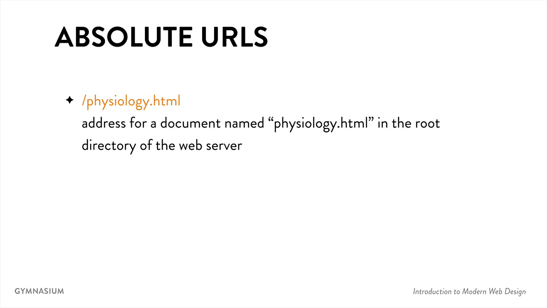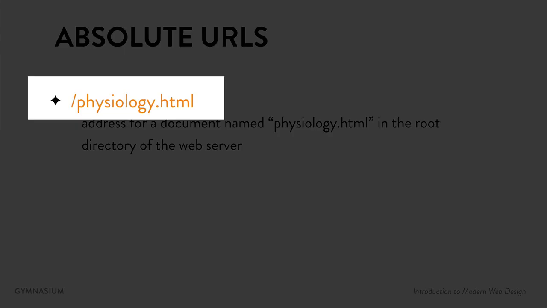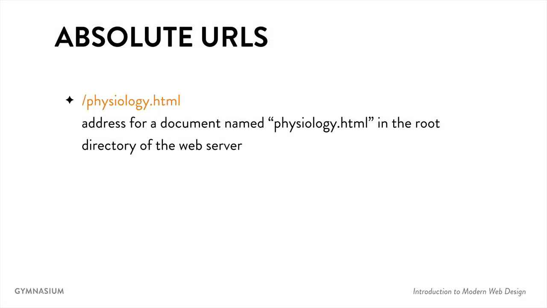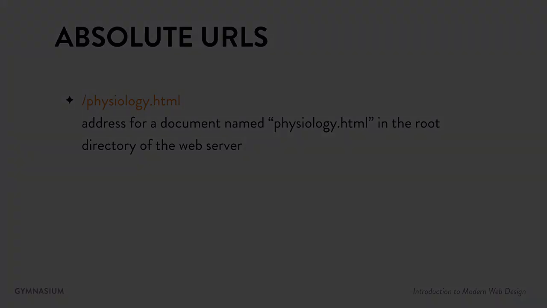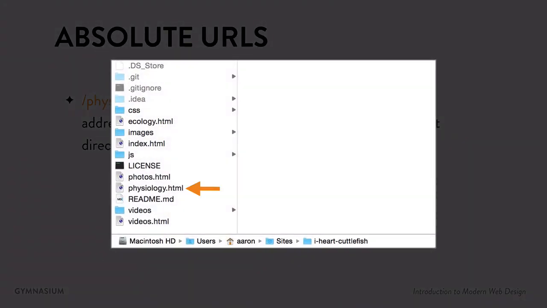Absolute URLs begin with a /. Now the / simply indicates that the URL that you're referencing starts at the root level, and that means the primary folder that your site exists within. So if I say /physiology.html, it doesn't matter where the file is that's referencing this URL in this way exists in terms of the directory structure. It simply points to a physiology.html file that exists in the root folder of the site.